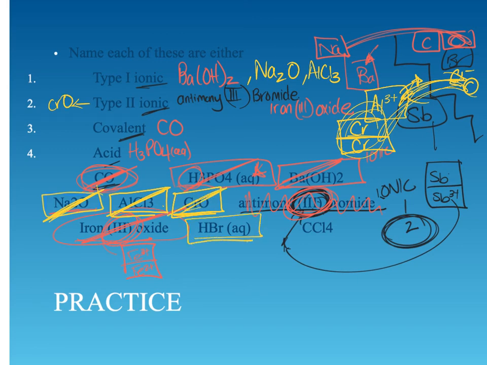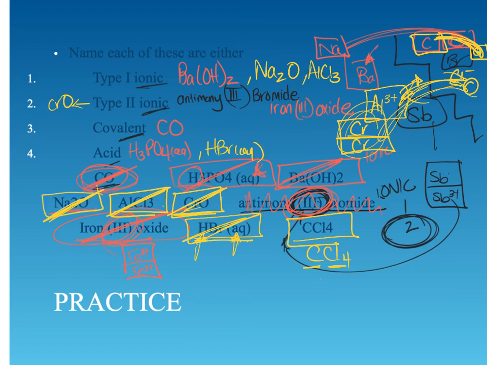Next is HBr. It has the aqueous behind it, and it has a hydrogen in front. That means that it's an acid. Next is CCl4. That's hard to read sometimes, but it's carbon and then 4 chlorines. If I look for carbon, here's carbon. The chlorine is kind of over here. These are both non-metals, right? So there's two non-metals together. That means that it's not type 1 and it's not type 2 ionic, but it would be a covalent compound.